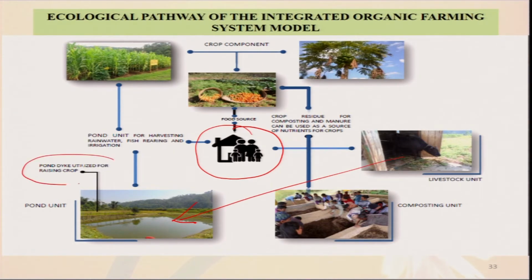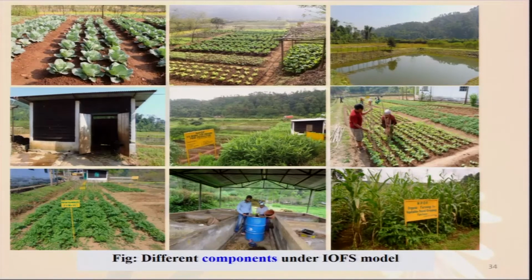The pond dike is used for raising crops. There is a bamboo machan. You can grow different types of crops here. This pond water is used for irrigation for growing different types of vegetable crops. So in this way, all these enterprises are interlinked and interconnected with each other. Risks will be less, profit will be more, your market dependence will be less, your system will be sustainable. And this is the different picture. If you see, these are the crops, there are vegetables, we are growing different types of compost, we are growing pisciculture, we are growing cattle.